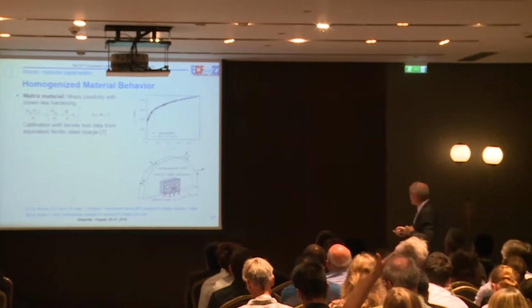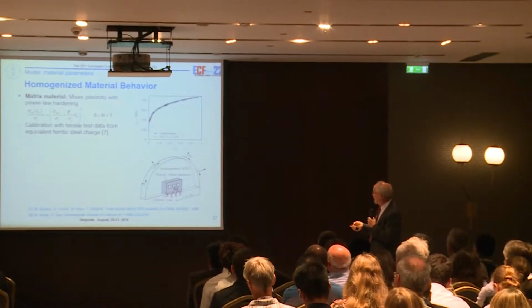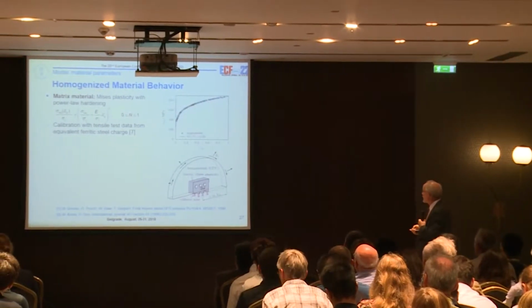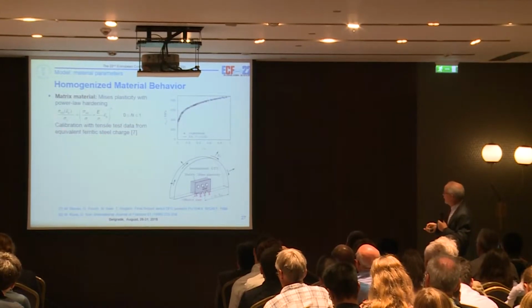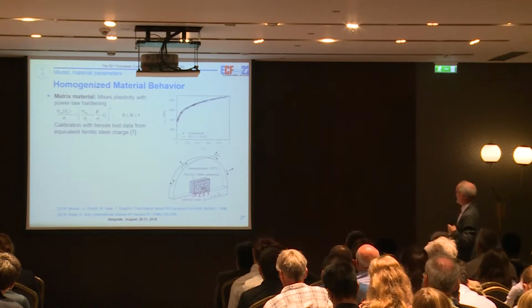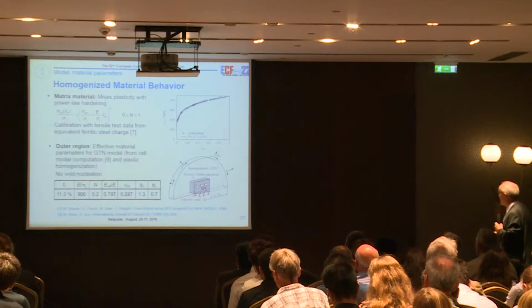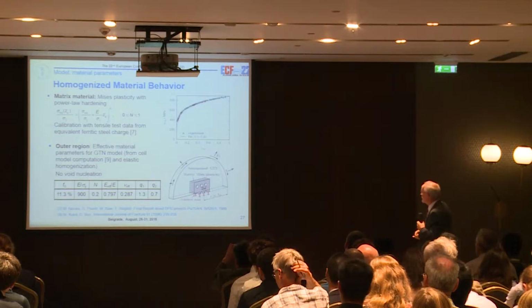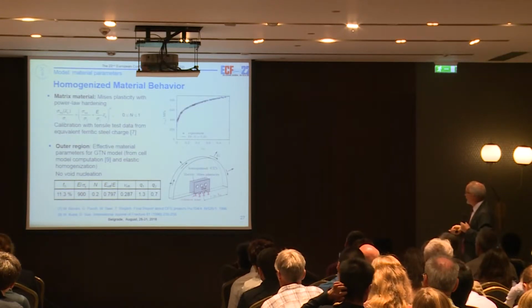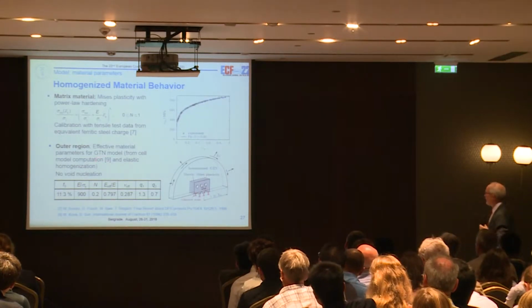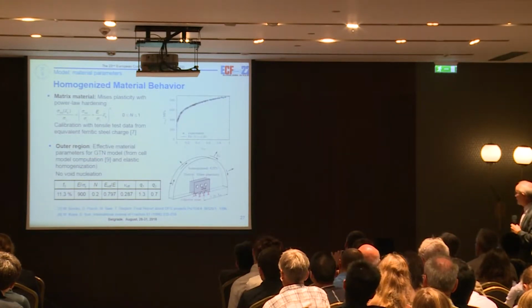As I mentioned, for the matrix material we use power law hardening, and by appropriate fitting we found exactly the ferritic matrix behavior in the cast iron. For the outer region, we take the Gurson model with adapted parameters. They are written here, so all the q parameters are adapted, and I'm not going into other details.